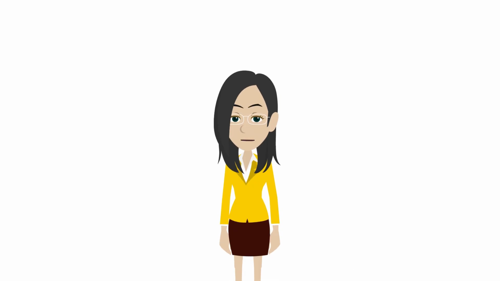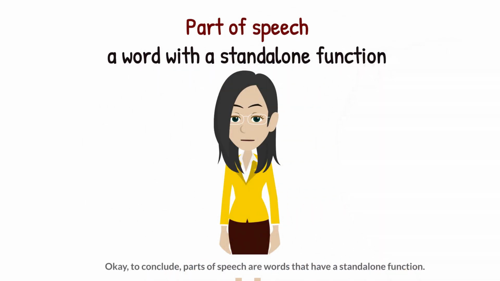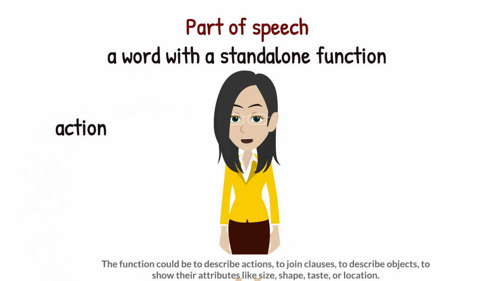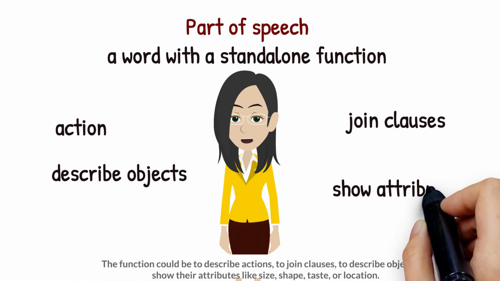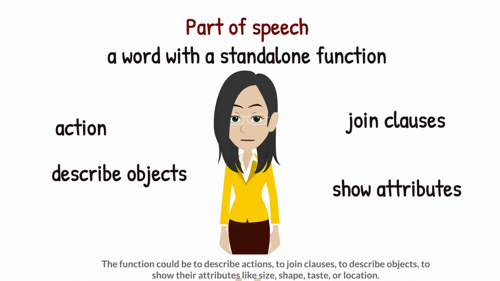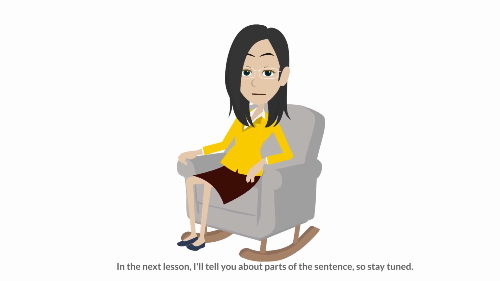Okay, to conclude, parts of speech are words that have a standalone function. The function could be to describe actions, to join clauses, to describe objects, to show their attributes like size, shape, taste, or location. In the next lesson, I'll tell you about parts of the sentence.